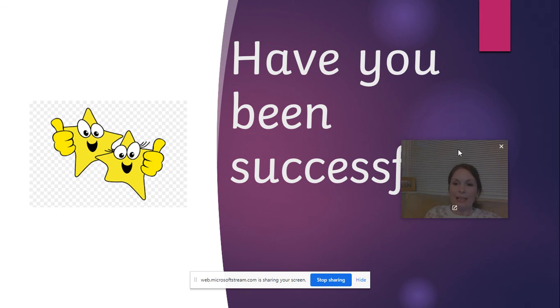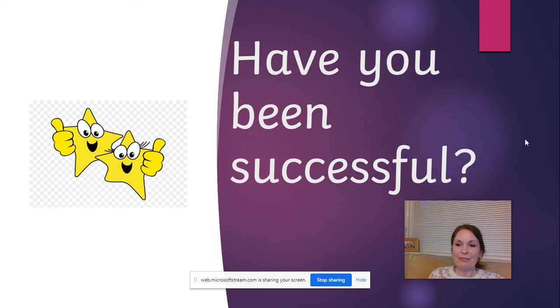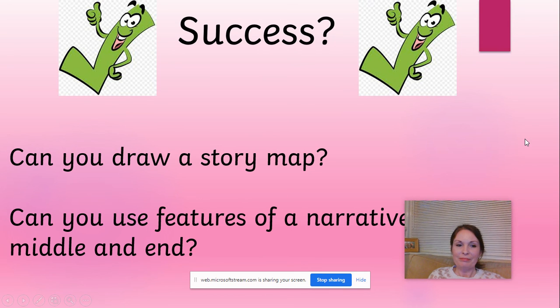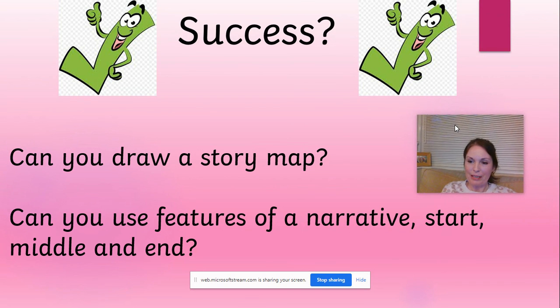So, have you been successful? Could you draw a story map? I'm sure you could. We've got some excellent storytellers in our class. And could you use the features of a narrative, a story? That means showing us the start of the story, the middle and the end.